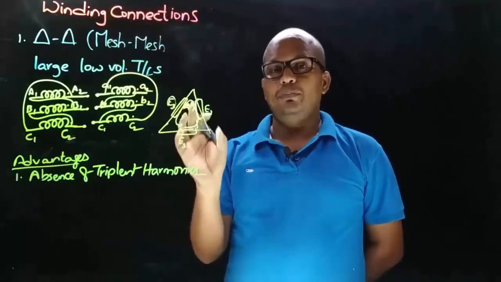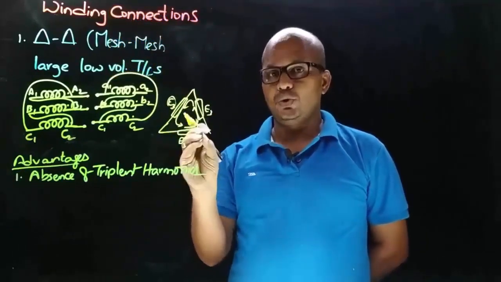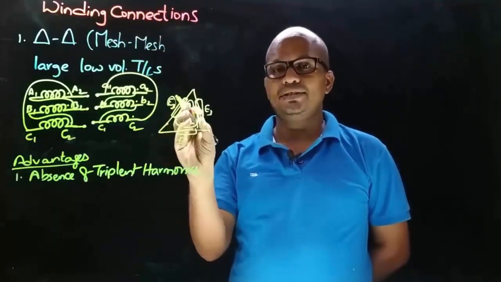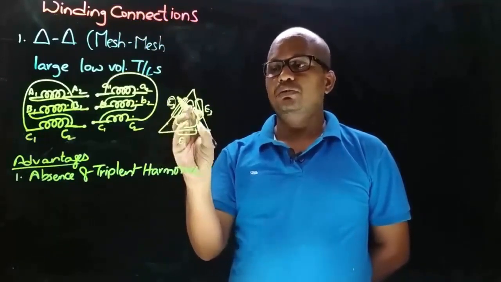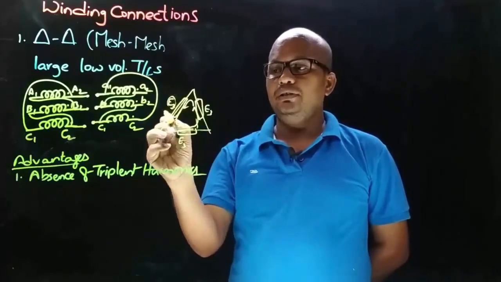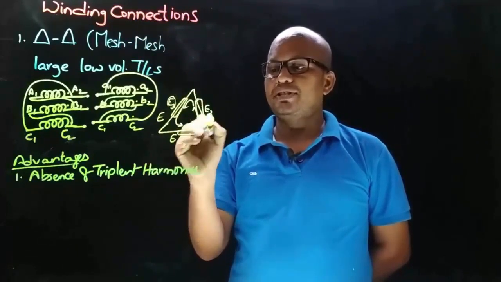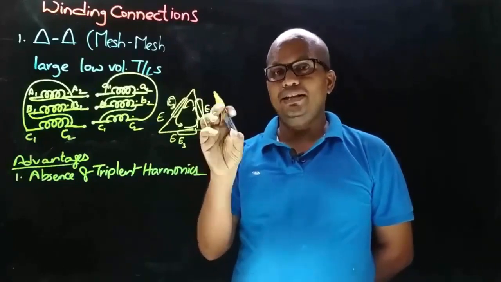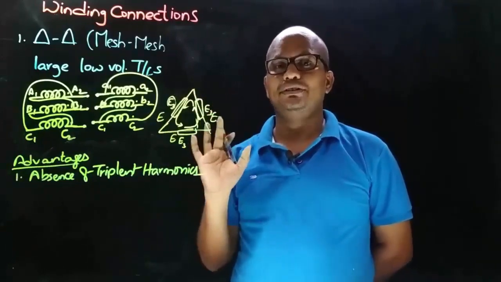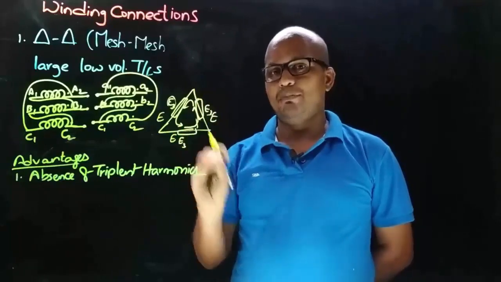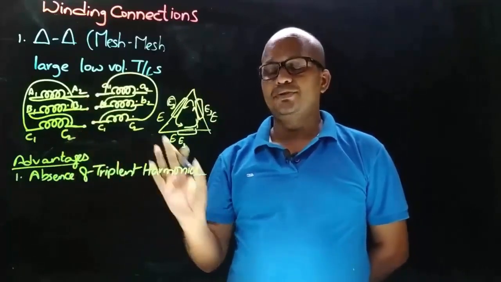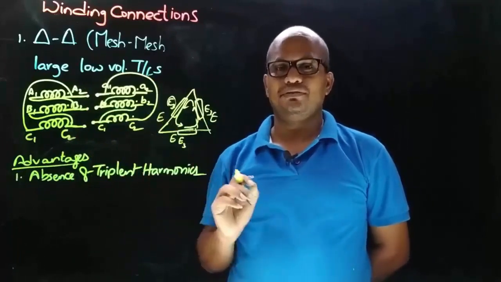Because the delta connection has a closed loop, the triplet harmonic currents will circulate in this loop and get diminished. So now there will be only the fundamental EMFs present in each phase, which means the output from the delta connection is always sinusoidal. This is the point that you must keep in mind. So in delta connection there will be absence of triplet harmonics.